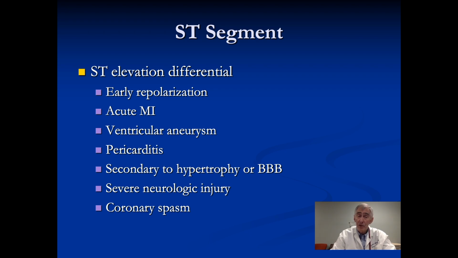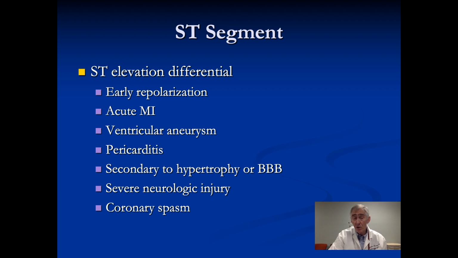We can see it with an old ventricular aneurysm. We can see it if it's global, if it's in all of the leads and not just reciprocal changes as seen in acute MI. We're going to see pericarditis. You can sometimes get myopericarditis, which can be seen with smallpox vaccinations. Usually we don't see ST segment elevation with hypertrophy, but we can see it in bundle branch blocks.